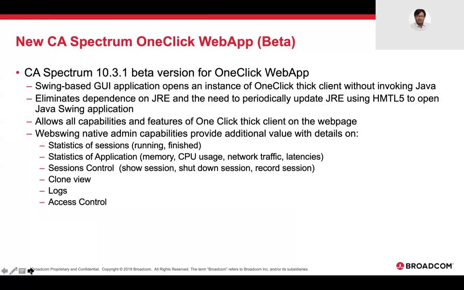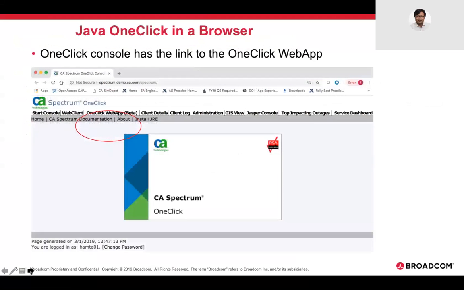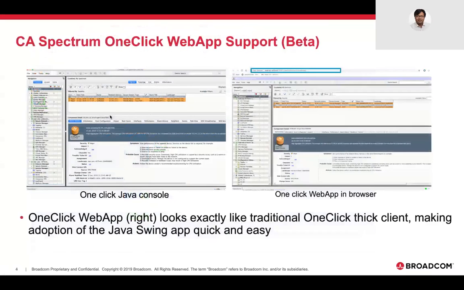Now with that, these are screenshots. I'll have an actual demo once I run through these screenshots. So what you have is the actual OneClick web app where you can click and open up the WebSwing instance. And in this particular screenshot, I've compared both side by side. On the right-hand side, what you have is the OneClick web app, whereas on the left-hand side, you have the OneClick Java console. So it's exactly the same, the look and feel.